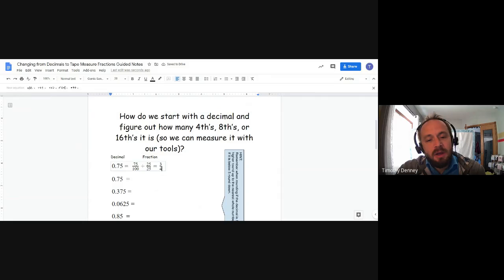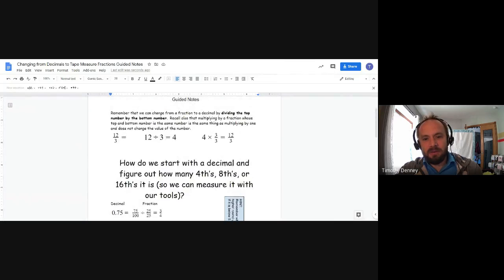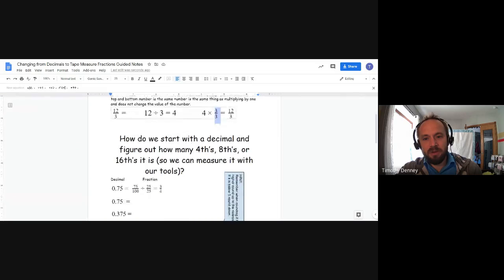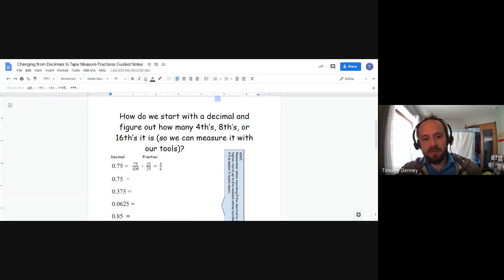Now I wanted to emphasize that there's another way, a little bit shorter way, perhaps a little bit easier. If we recognize this fact up here, we can multiply something by a fraction where the number on top and number on bottom is the same, and all we're doing is rewriting the fraction. We're not changing the value. So instead of 0.75, if I were to multiply this by 4 over 4, I wouldn't be changing the value. Let's see what would happen.